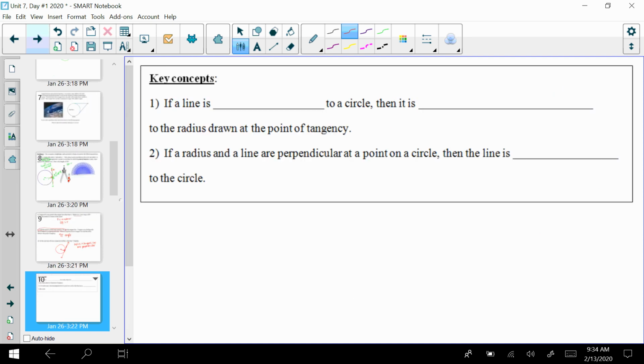Okay, so here it says if a line is tangent to a circle, then it is perpendicular to the radius R. The opposite's also true. If you see a radius and a line being perpendicular, then that line has to be a tangent line. So if it's making a right angle, then it's a tangent line.